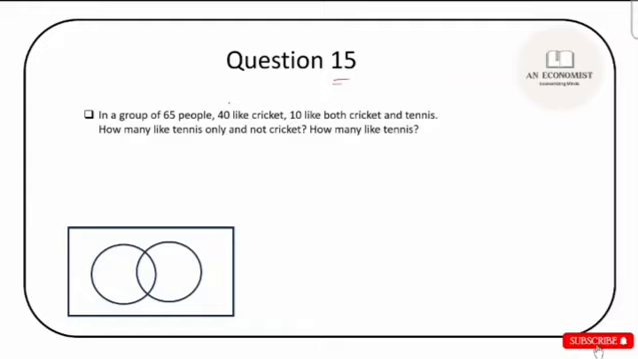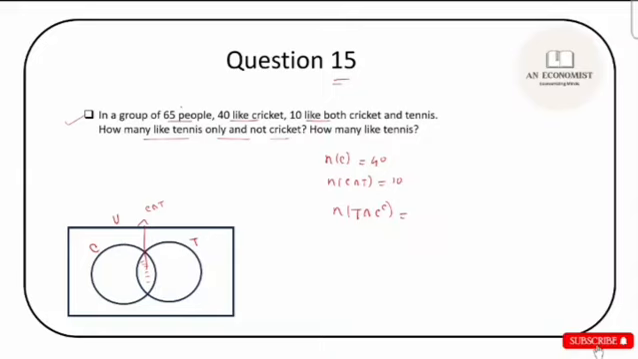Let's do question number 15. In a group of 65 people, 40 like cricket. Draw this to be cricket. So cricket is liked by 40 people. 10 like both cricket and tennis. Both cricket and tennis is liked by 10 people. So this part is basically the intersection C and T, which is 10. Then how many like tennis only and not cricket? So we need to find how many like tennis only and not cricket. Tennis and cricket complement. This is what we need to find.